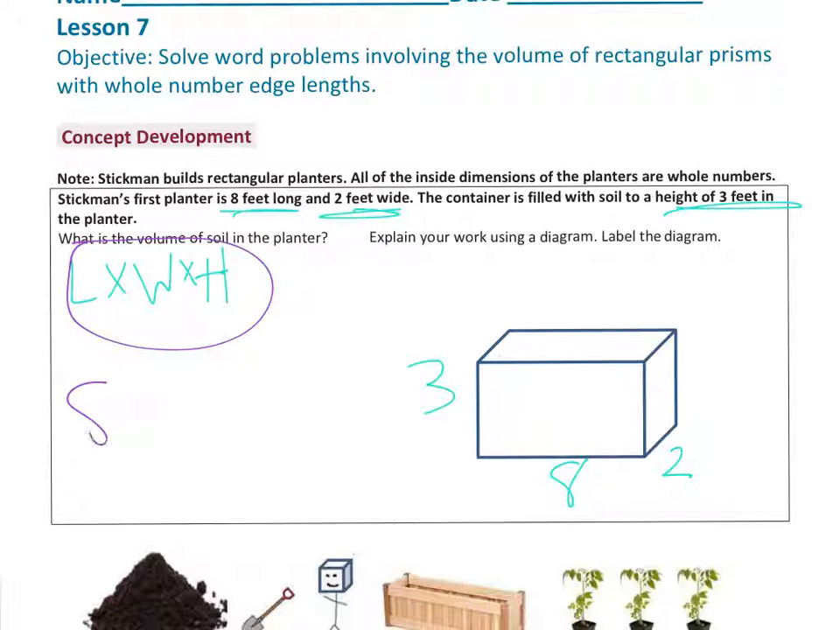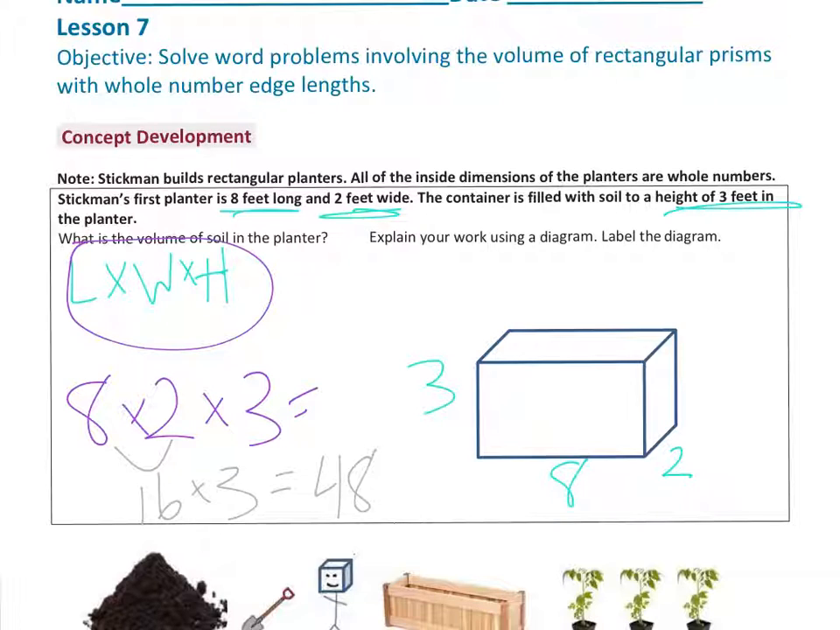So 8 times 2 times 3. Well, 8 times 2 is 16. So 16 times 3 is 48. And then, feet. And since we're talking about volume, cubed. Voila.